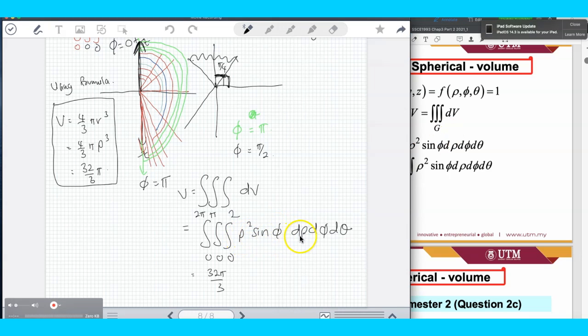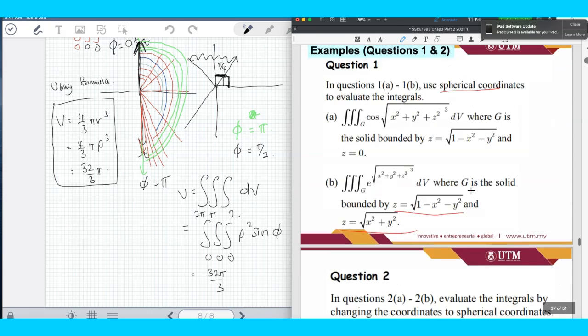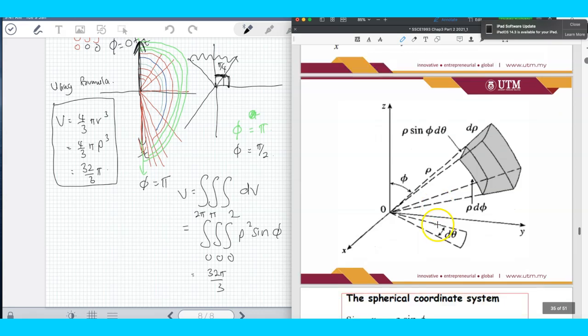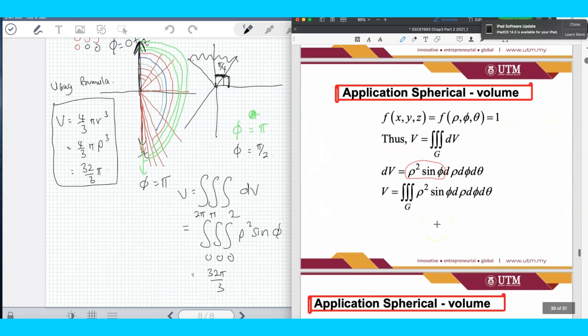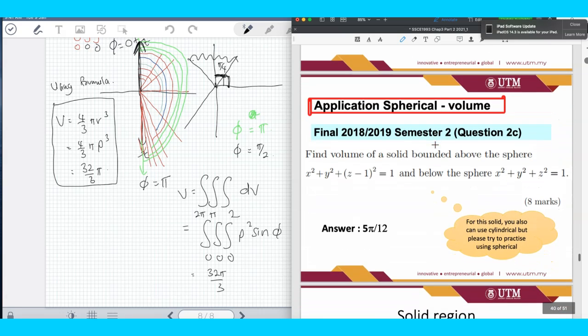Now, how can you have rho squared sine phi? Rho squared sine phi is not the integrand. The integrand is only 1, but as we know, dV for spherical coordinates has to include rho squared sine phi. I didn't show how we got that, and I didn't explain it here because we just want to use it. We will look at a few more examples regarding the application of spherical coordinates.